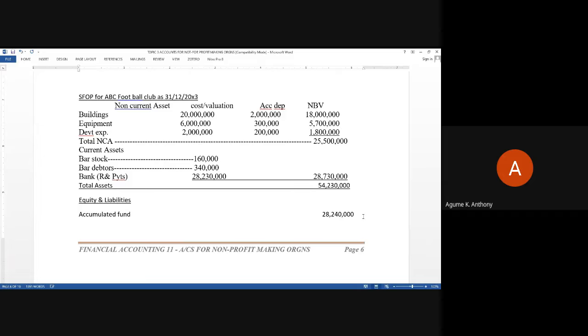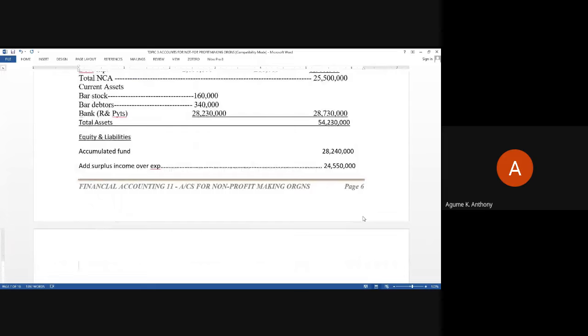Then you shall add surplus income over expenditure. So this surplus income over expenditure was 24,550,000. So you check your income and expenditure account. Then from there, you have non-current liabilities.